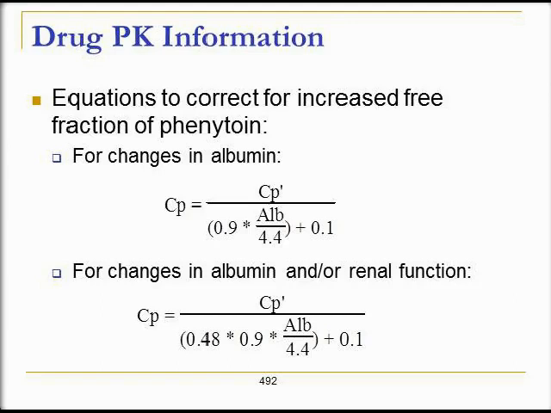Because of that, we have equations that we use to adjust phenytoin concentrations in renal failure patients, in patients with low albumin, and in patients with both renal failure and low albumin. You can see those equations listed there. The easy thing about renal failure is that if it's purely renal failure, without low albumin as well, you simply double the concentration to do this correction. It's a little more complicated if you have low albumin.